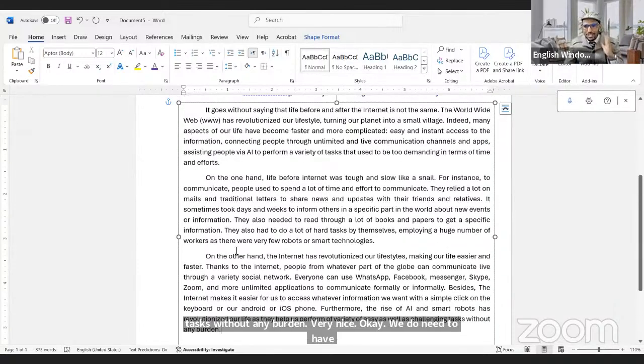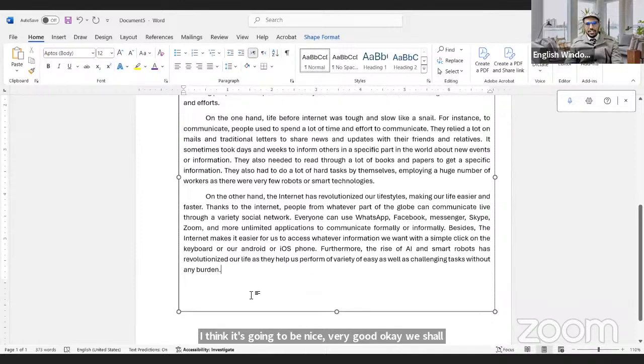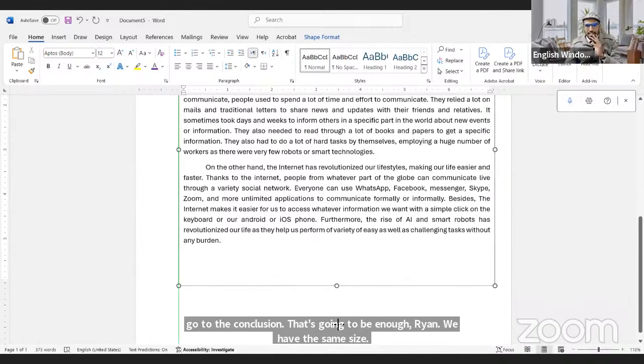Okay, we shall go to the conclusion. That's going to be enough, Ryan. We have the same size. مزيان, right? داك الشيء اللي عطينا لهذه نعطيها هذه. It's going to be okay. Now let's move to the conclusion so that we can end the session, guys. I feel a little bit tired.